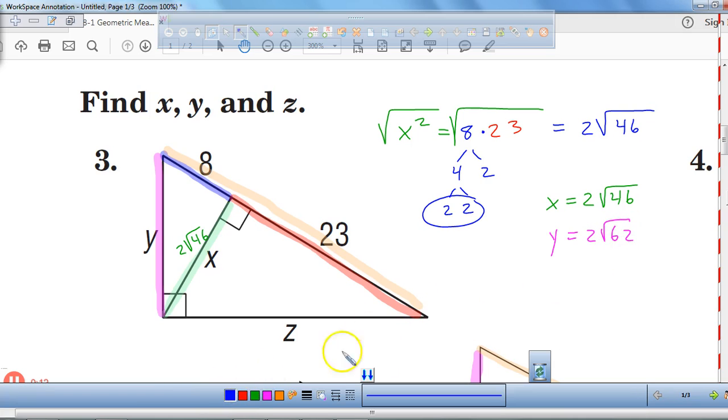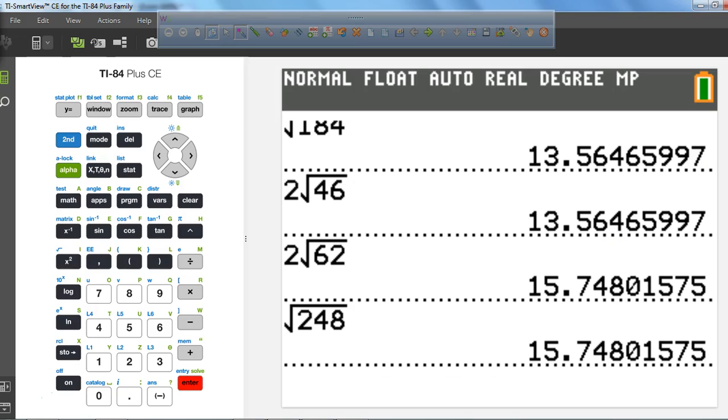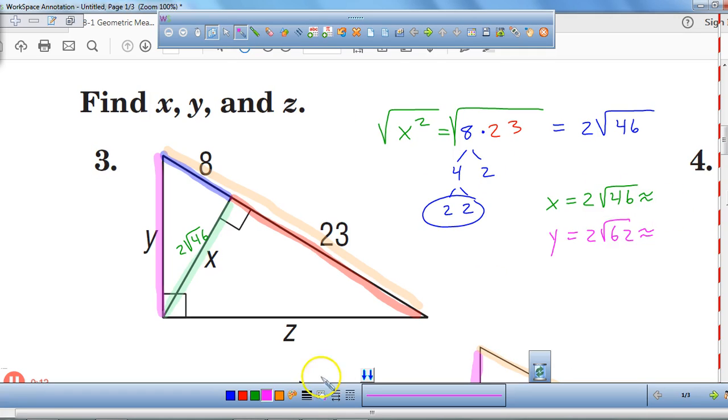Now I'm going to write approximate values next to these so you guys can understand what the approximate values are equal to as far as the lengths. All right, so we go back. 2 radical 46 was 13.6. And 2 radical 62 was 15.7.